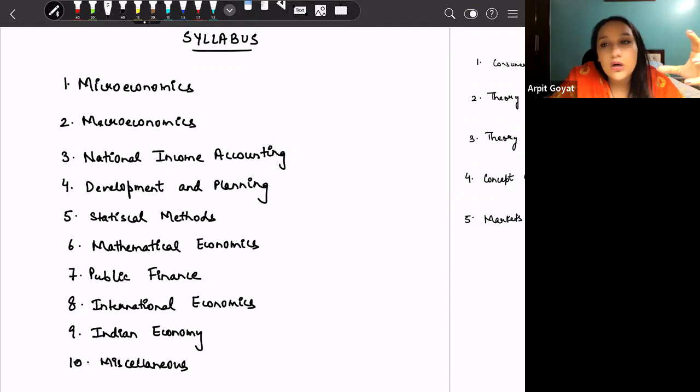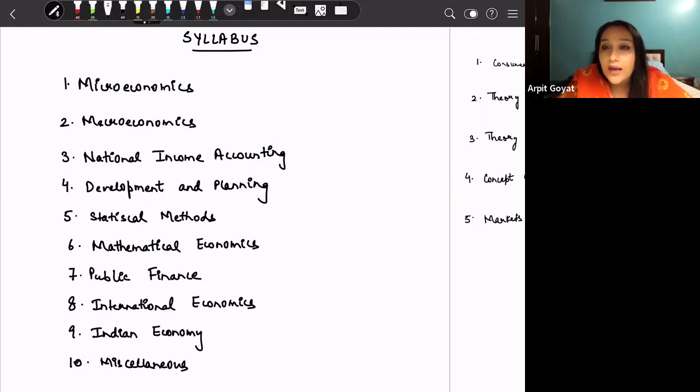Now, we will discuss microeconomics, macroeconomics, national income accounting, development and planning, statistical methods, mathematical economics, public finance, international economics, Indian economy, and various other miscellaneous topics which may also include the current trend in Indian economy. NET is for the teaching purpose for professors in universities. JRF is to pursue PhD.